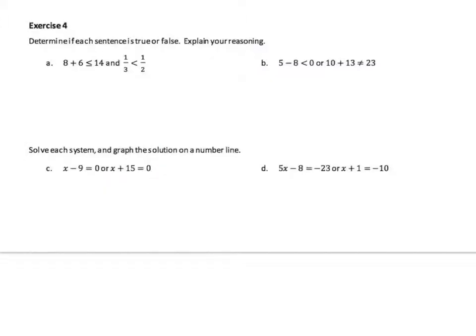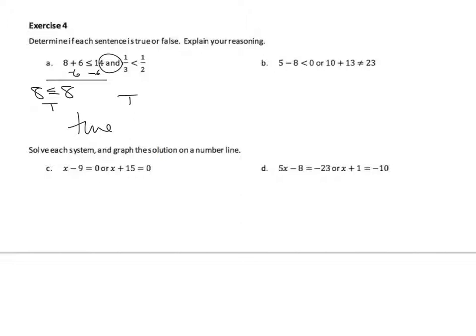Cool. All right, determine if each sentence is true or false and explain your reasoning. Sort of a review. So I've got 8 plus 6 is less than or equal to 14. If I subtract 6 from both sides, I get 8 is less than or equal to 8, which is true. And 1/3 is less than 1/2, which is true. And it's an and statement, so in fact, we are true there.